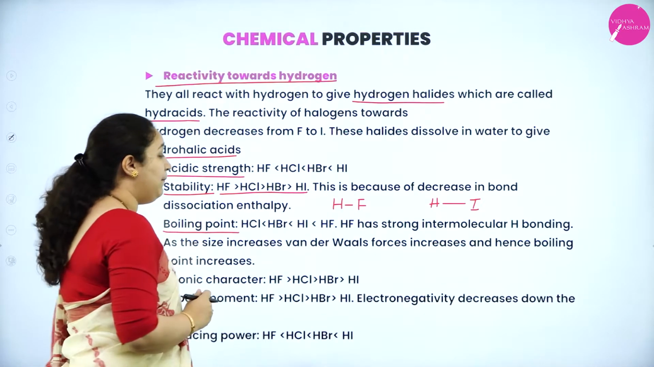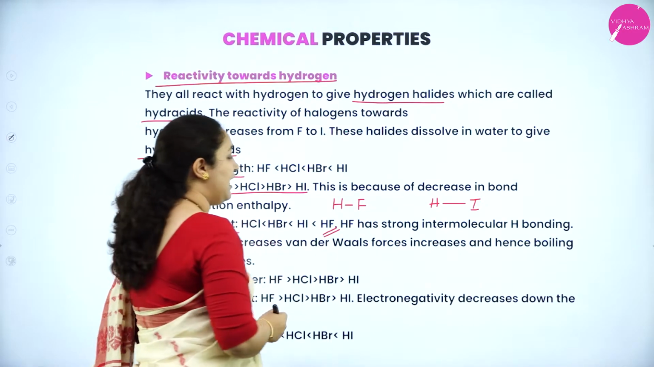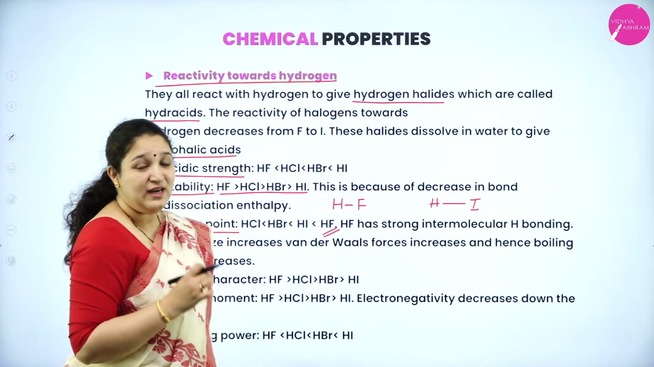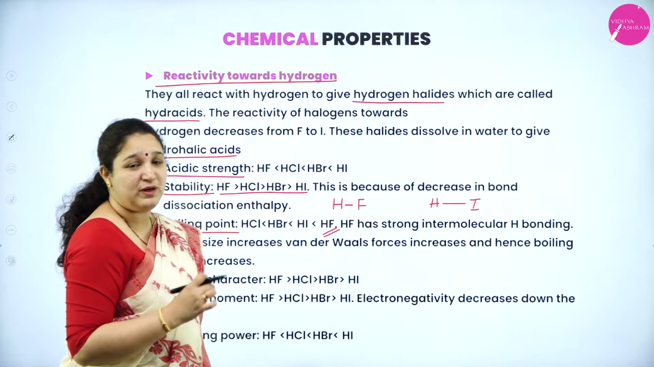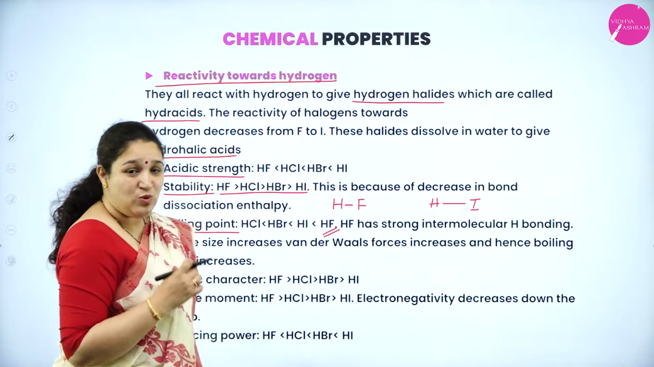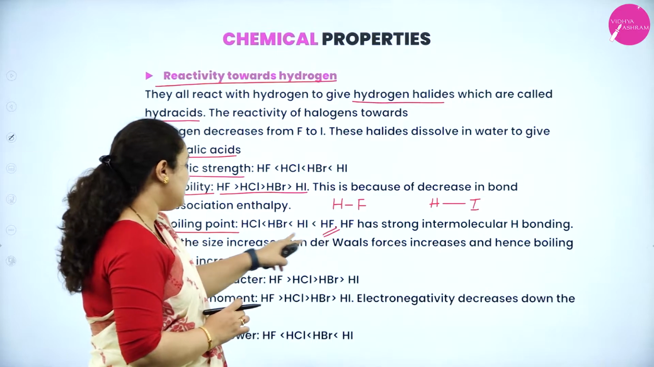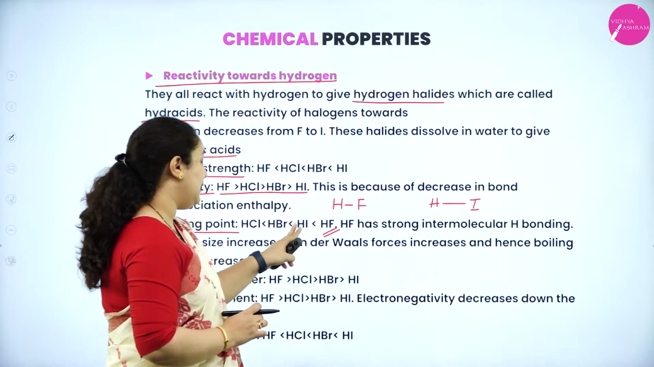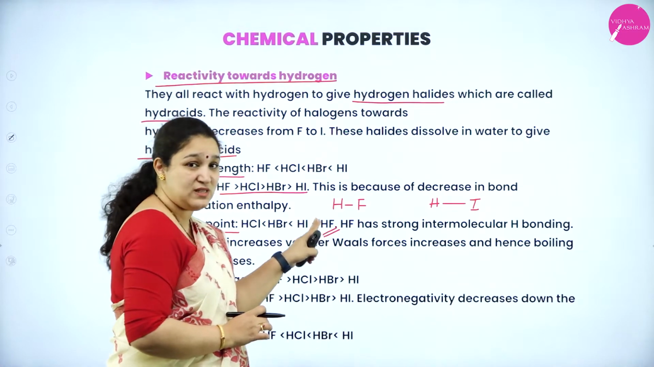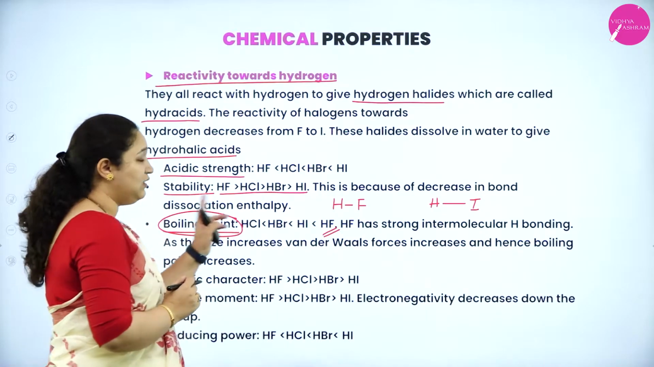Next is the boiling point. If you see, hydrogen fluoride has the highest boiling point. It is because of the formation of hydrogen bonds between the molecules. So as there is intermolecular hydrogen bonding, you can see it is a different order. HCl has the least boiling point, then HBr, then we have HI, and the highest one is hydrogen fluoride. So here there is a small deviation in the trend.